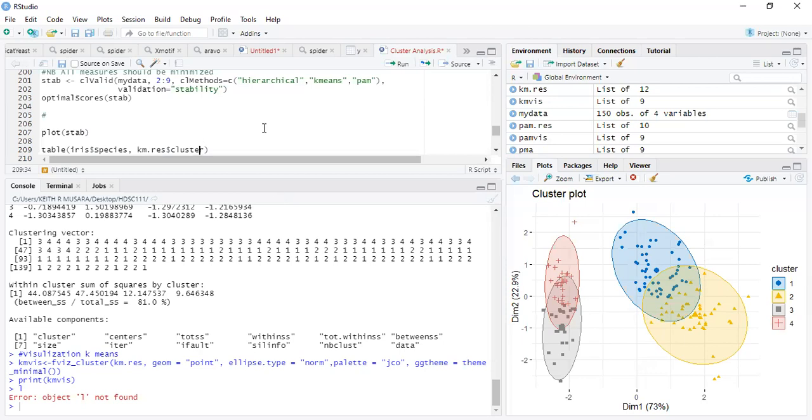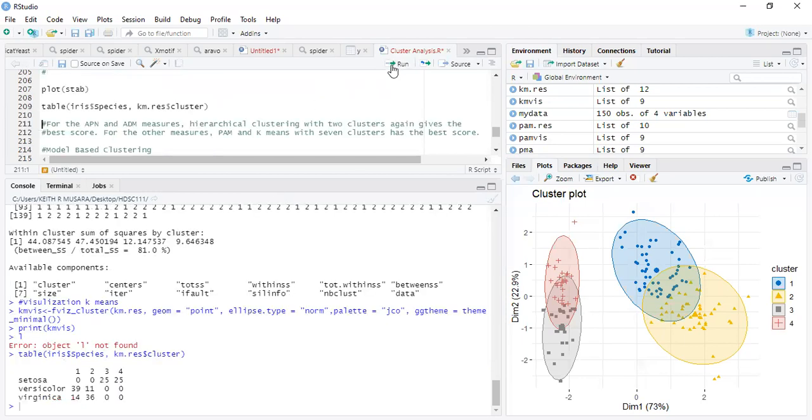Okay. So let's look at the table. Now it's 4. But I think Setosa on its own, you see, it brings on to 25 and then 5, it partitions there.